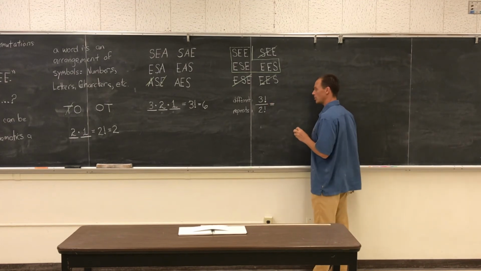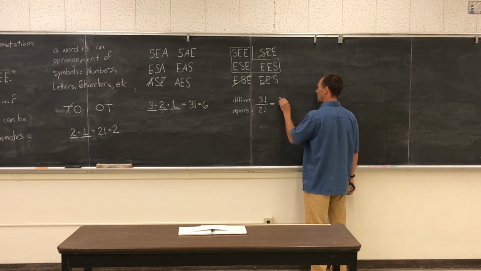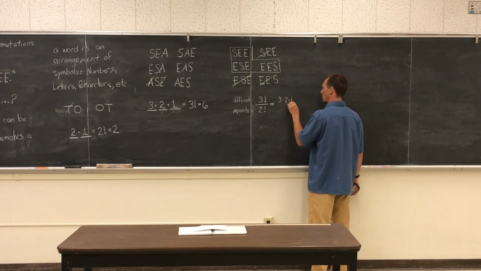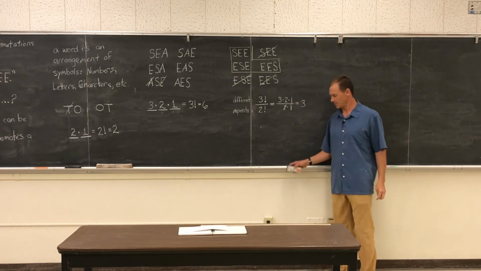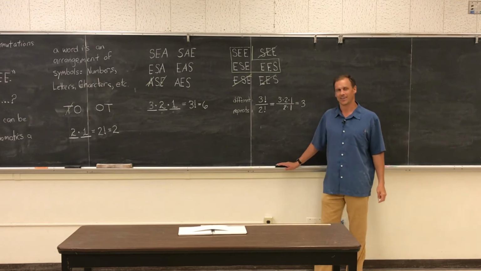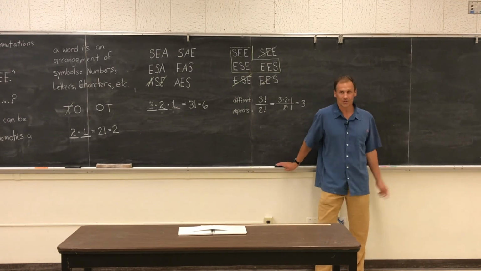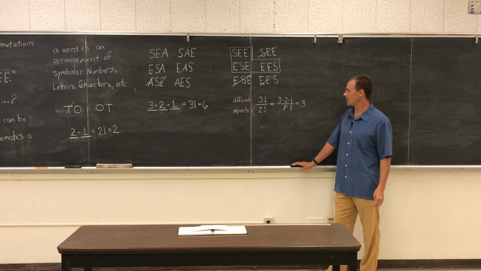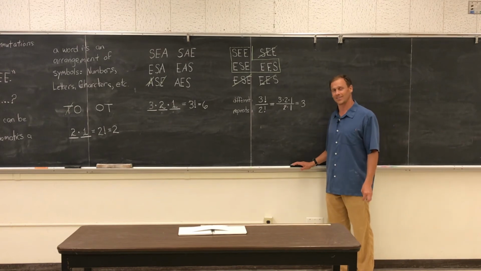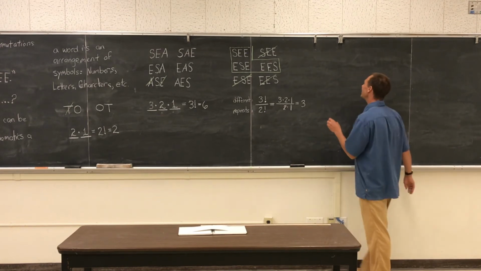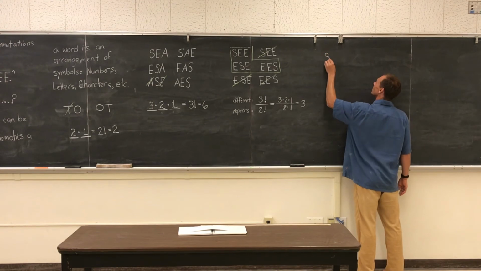Now let's write this out. 3 factorial is 3 times 2 times 1. 2 factorial is 2 times 1. You can see what cancels here, and we have 3 as expected. Okay, but we're not done. Let's try one more. It seems easy, doesn't it? Let's see how this really works out.